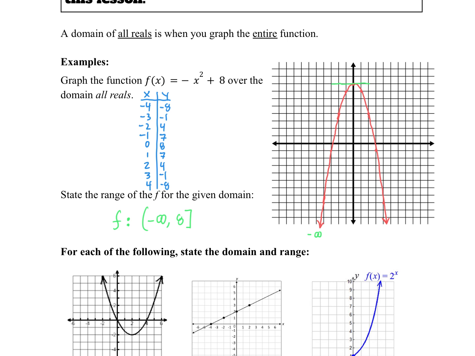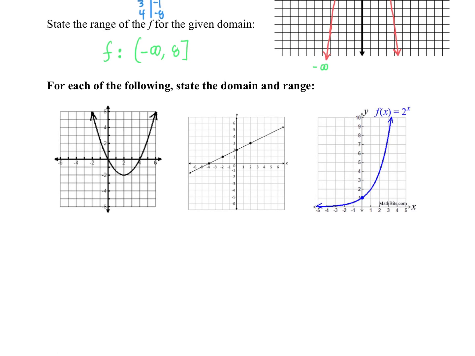So draw the entire function all the way, put as many points as you can on your table so that you get the best picture possible. And it's quite likely that when we're graphing over all reals, our range is going to contain some infinity symbols. That's quite common.